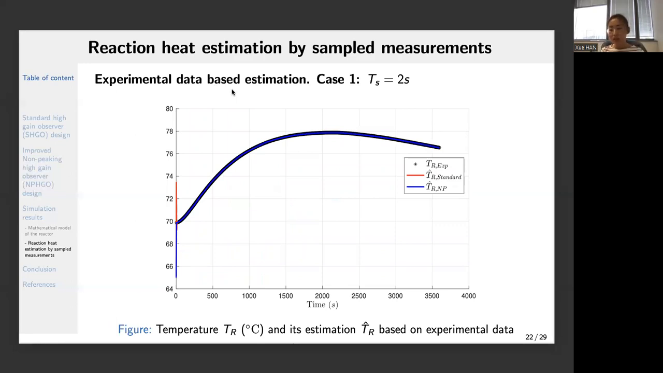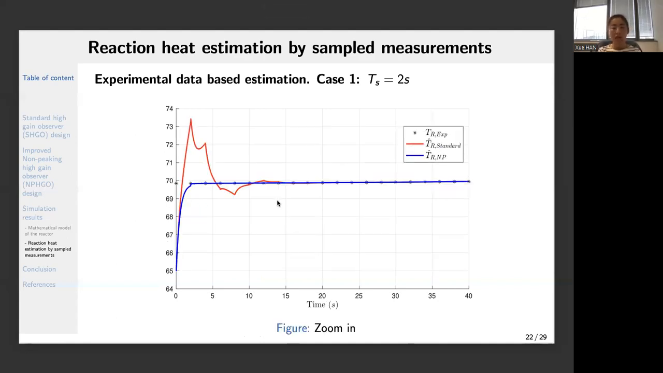So next, I will present the results coming from the experimental data. And in this case, the black star represents the temperature coming from the experiments. And the sampling interval is equal to 2 seconds. And also we use the same colors, the red to represent the estimated state coming from the standard observer, and the blue represents the estimated state coming from the non-peaking observer. So they can all converge to the experimental temperature.